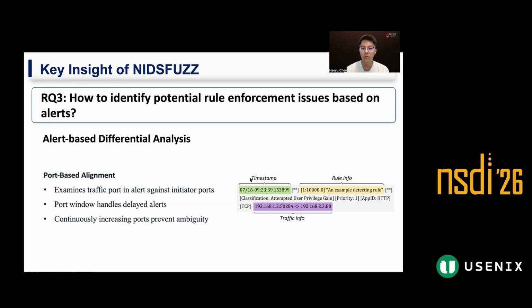To align the test packets with the generated alerts, we propose a port-based alignment scheme. The tunable initiator uses a continuously increasing source port for each request. So when an alert comes in, we read its port field and match it back to the packet that triggered it.